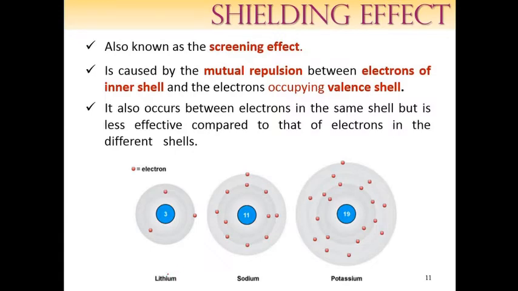Lithium has the lowest shielding effect compared to sodium and potassium. Potassium has the highest shielding effect with more electrons and a higher number of shells.